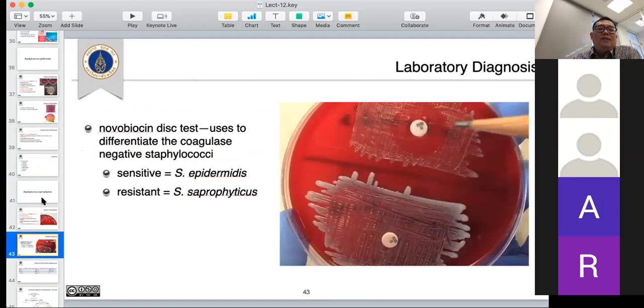Saprophyticus and epidermidis are differentiated by the novobiocin disc. Novobiocin is a drug that can kill epidermidis. So epidermidis is susceptible to this drug, but Saprophyticus is resistant, so the drug cannot do anything to this bacteria.